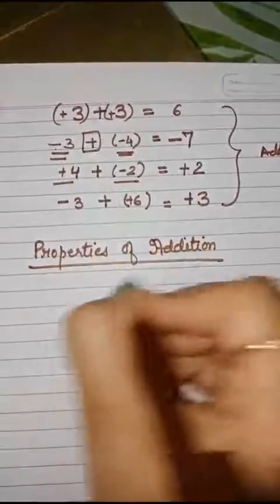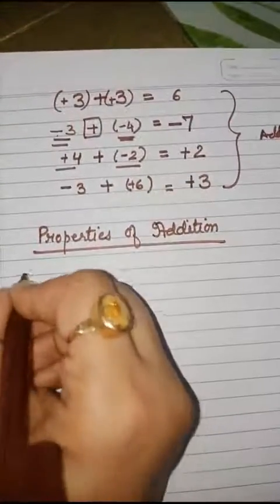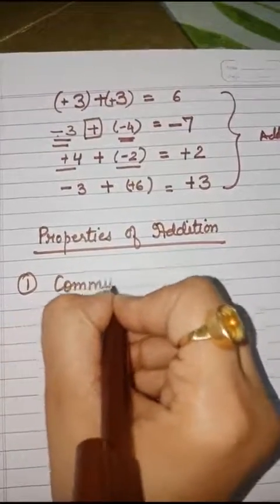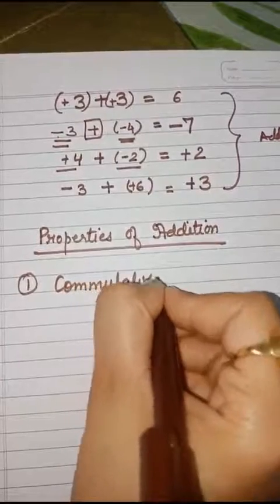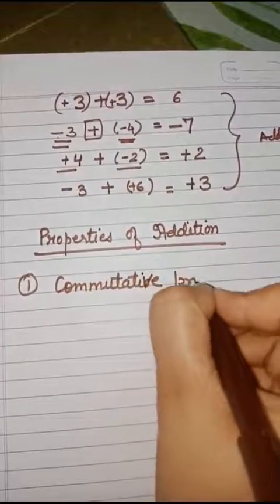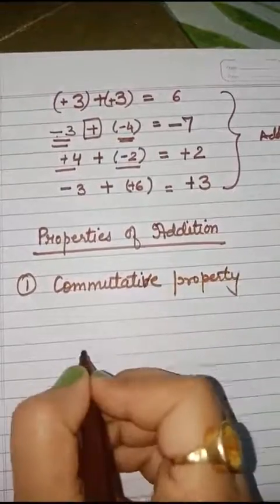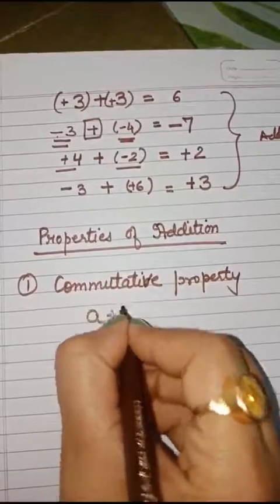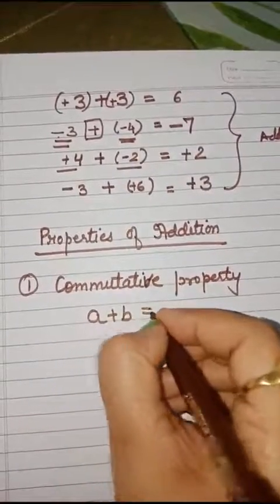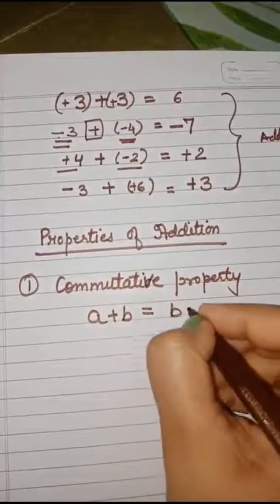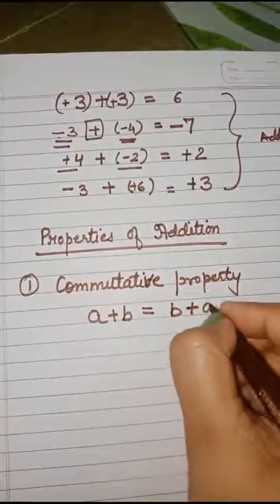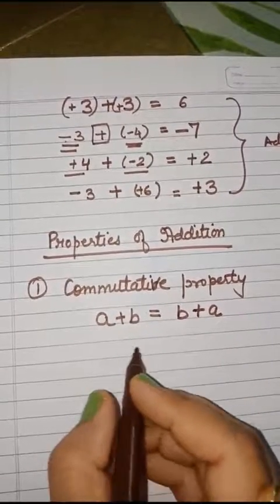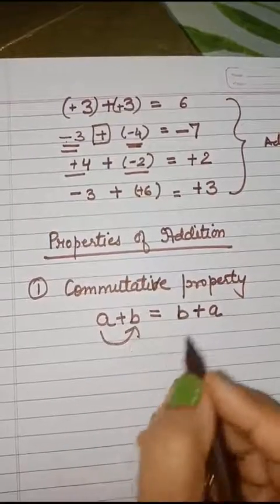First we'll consider the properties of addition. Three basic properties are there. Commutative. In the commutative property, we have to learn that a plus b, if we are adding two integers, then we'll get the same answer if we add it in reverse order, b plus a. That means the sum is the same on adding two integers in reverse order.